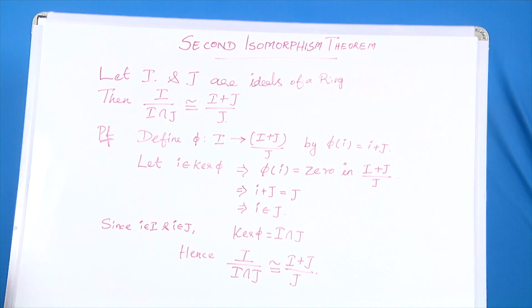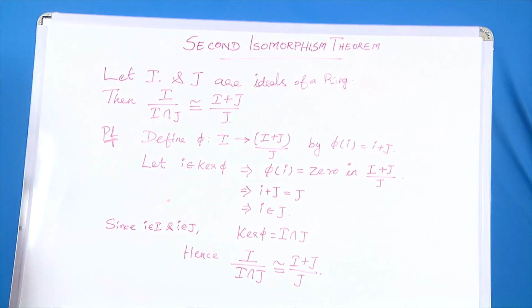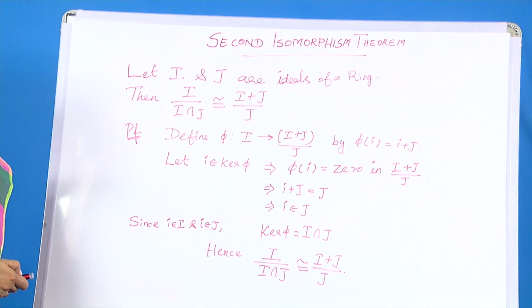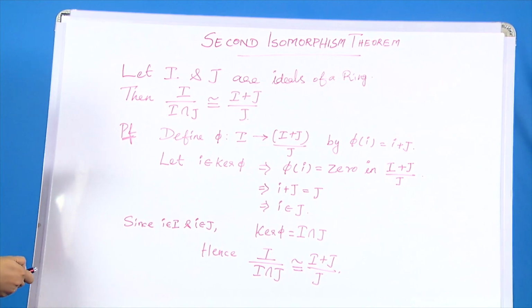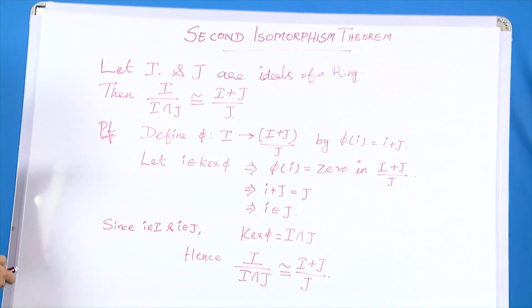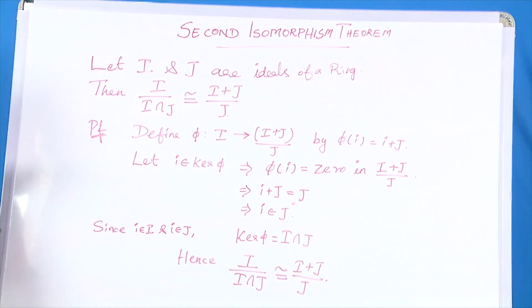For that, we take one element i belonging to kernel of phi. So, by the definition of kernel of phi, we get phi of i equals 0 in (I plus J) by J. The 0 in (I plus J) by J is also J. From this, we get i plus J equals J, that is, i belongs to J.